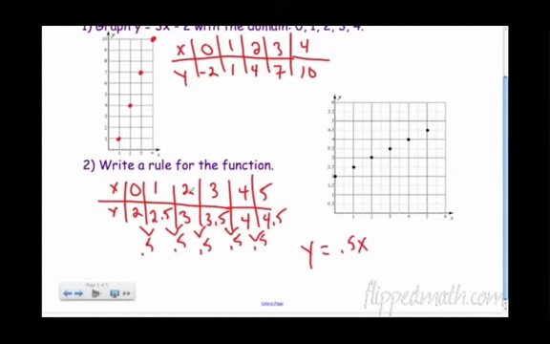So let's see here. Let's try one of these. What's a half of 2? A half of 2 is 1. 1 plus 2 is 3. So I think I'm going to have to add 2. Let's try another one. What's a half of 4? A half of 4 is 2. 2 plus 2 is 4. There is our rule.